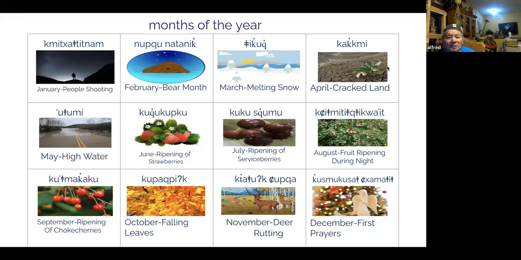So, May is high water, when the high water is rising. June, the strawberries are ripe. And then Kokoskomo is the ripening of the Saskatoon. And then August is when it's warm enough at night that the fruit keeps ripening. And September, ripening of the choke cherries.